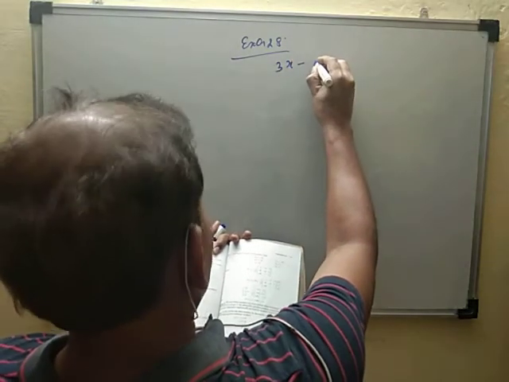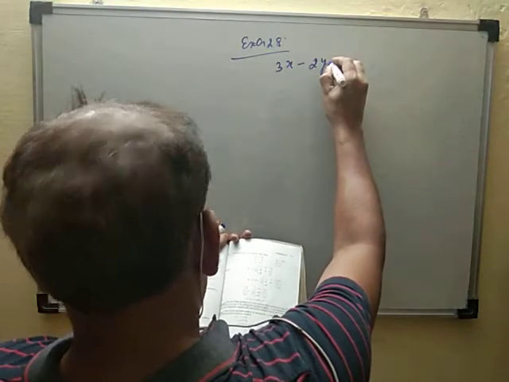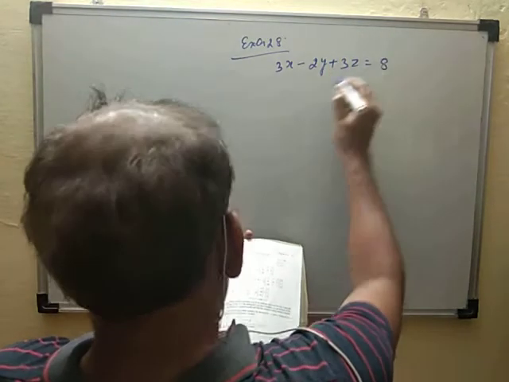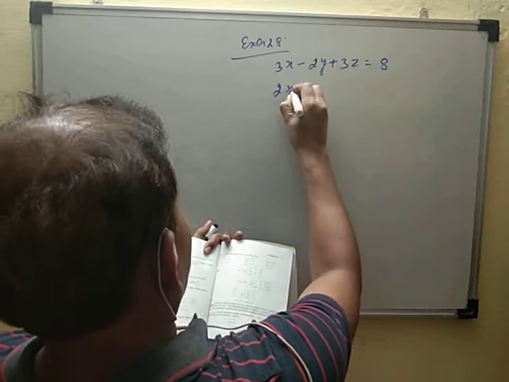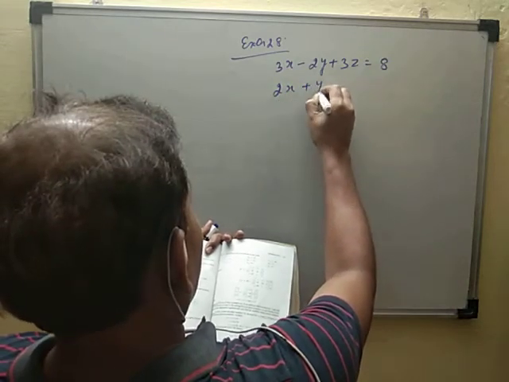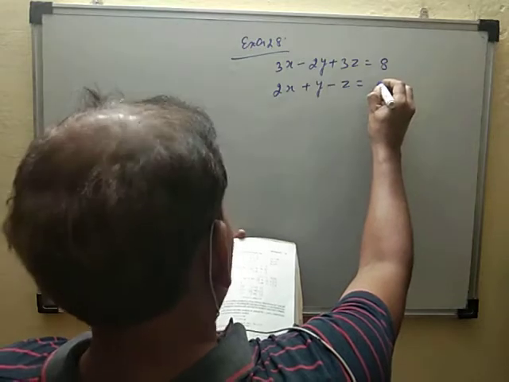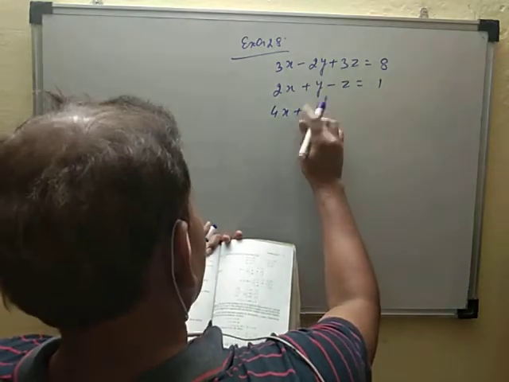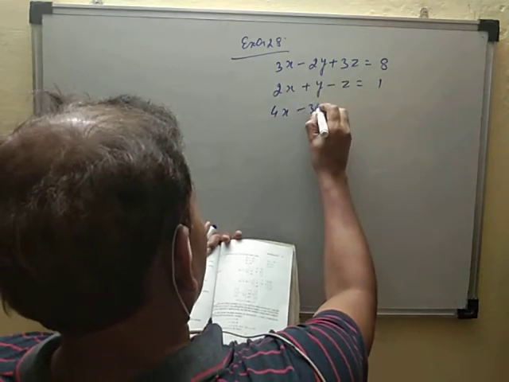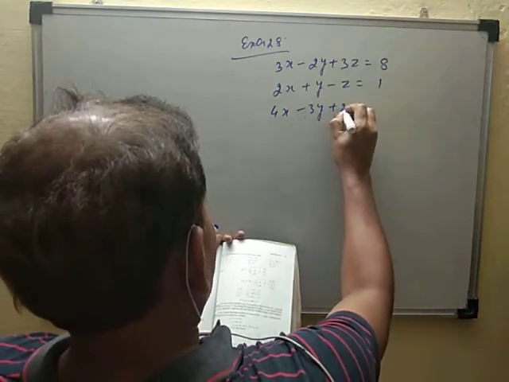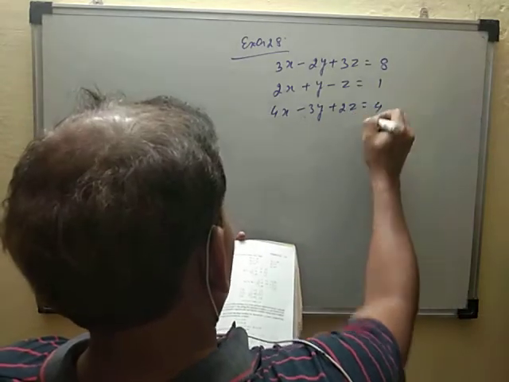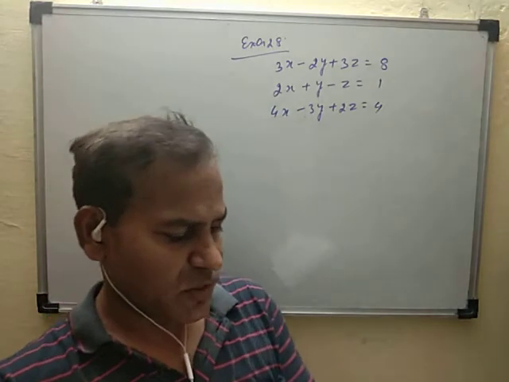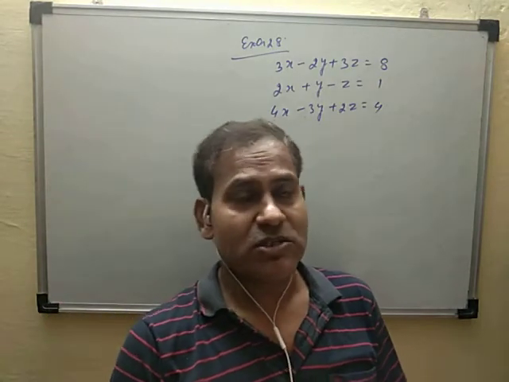The first equation is 3x minus 2y plus 3z is equal to 8. Second equation is 2x plus y minus z is equal to 1, and third is 4x minus 3y plus 2z is equal to 4. And the question is: solve the following system of equations by matrix method.